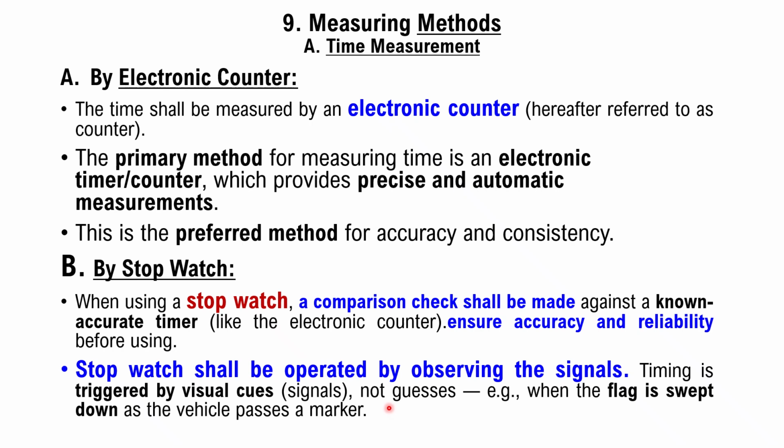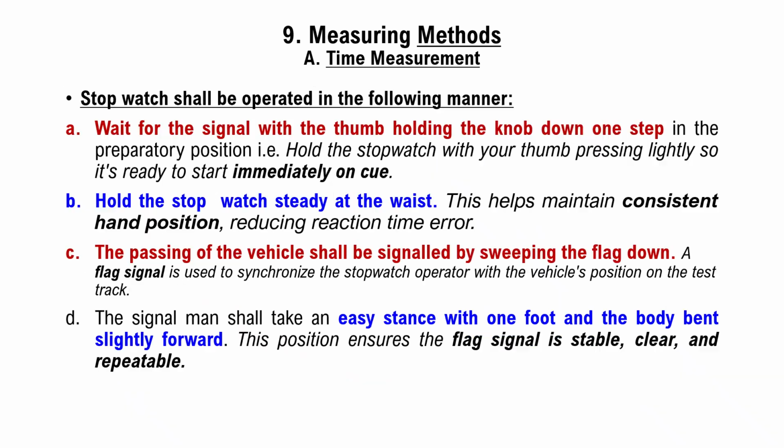While we have two options to measure time, that is, electronic counter meters and stopwatch, the preferred method is the electronic counter, which is far more reliable and far more accurate and precise. If we are using a stopwatch, it shall be operated in the following manner.